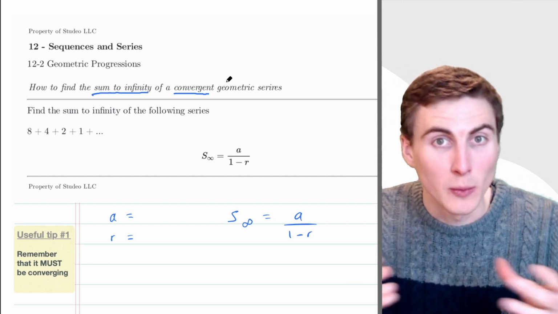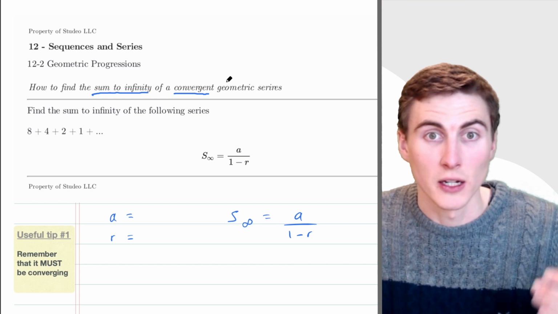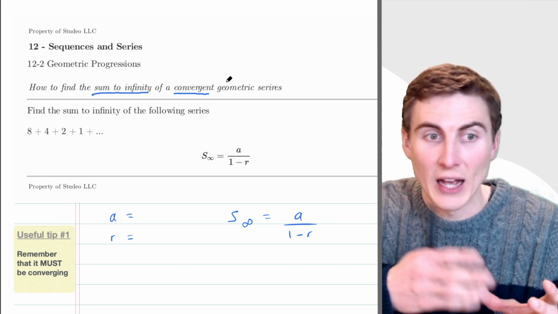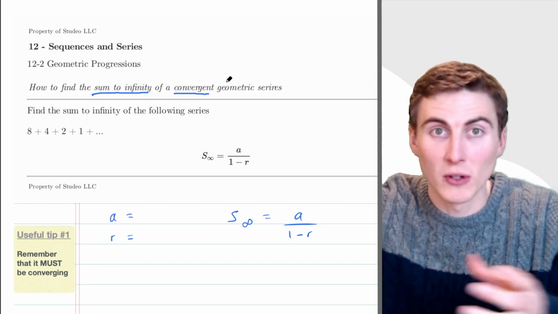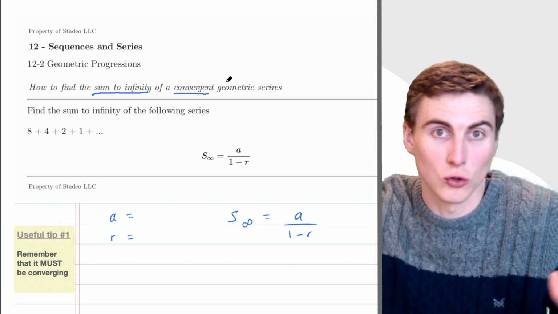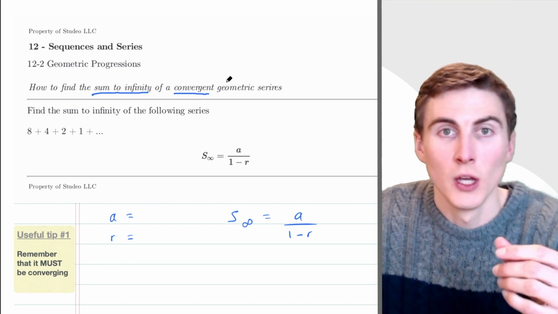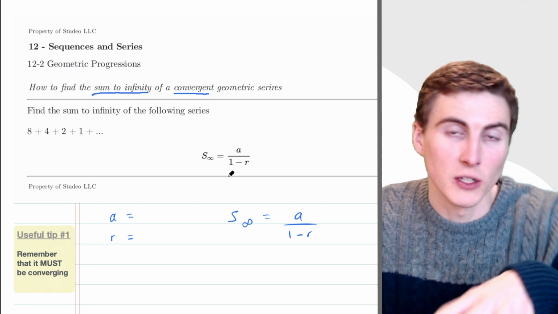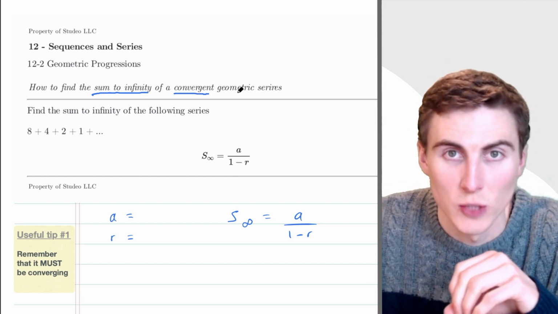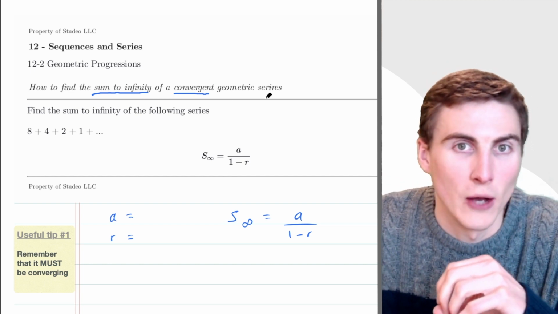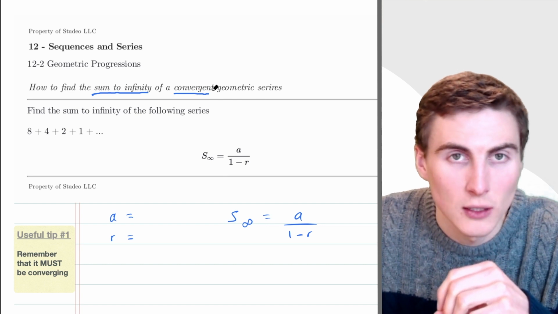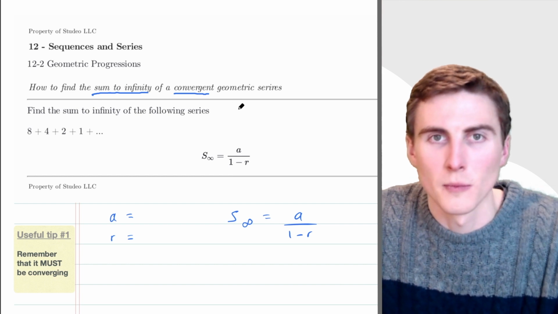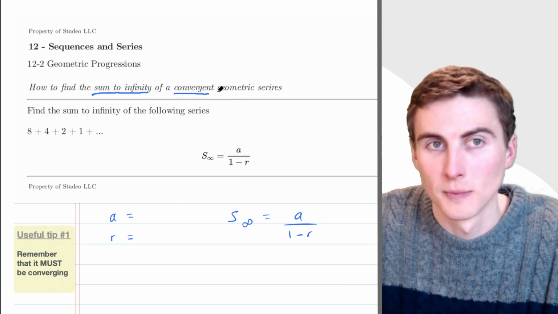Whereas if the sequence is getting bigger and bigger, like 3, 6, 12, 24, 48, and so on, the numbers are getting bigger and bigger as you go further along, and the sum will just always get larger. So you can only use this formula, you can only do what we're doing in this video, for a convergent geometric series. Now, if they ask you to find the sum to infinity, you can be pretty sure that it's convergent because you couldn't do the question otherwise. But that's just important to bear in mind.